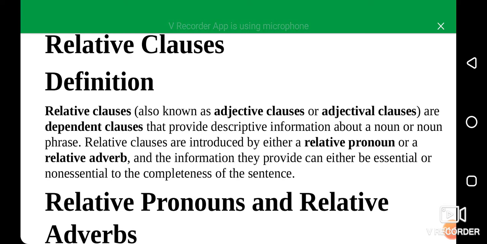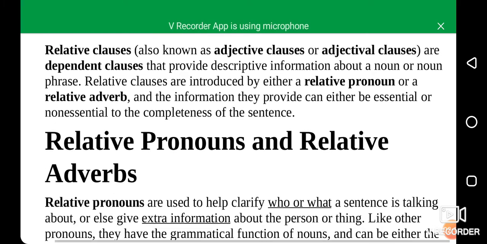Now, dependent clauses, when they are used as adjective clauses or relative clauses, they give information about the noun, they describe the noun, and that knowledge may be essential, and sometimes it is non-essential as well. But in both ways, it is used to complete the sentence.